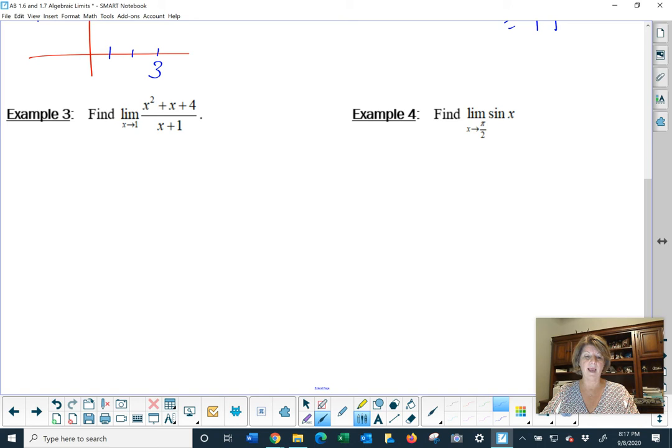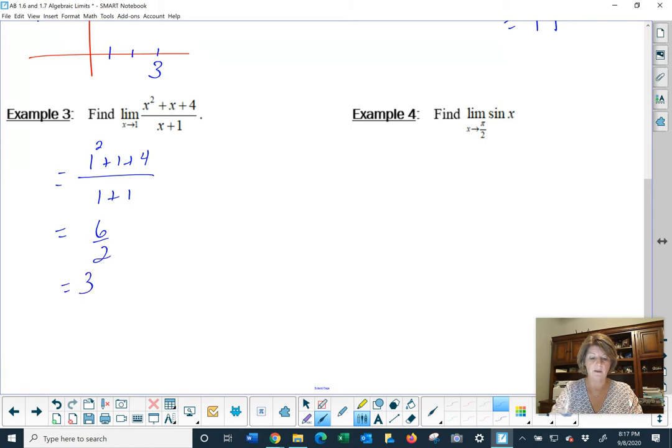Down on the bottom, as we approach 1, I'm going to try and plug it in, and I think we're going to be fine. I'm going to have 1 squared plus 1 plus 4 over 1 plus 1. So I'm going to have 1 plus 1 is 2, 6 over 2. My limit is 3. So for most of these, we're able to just apply a nice substitution technique. And I believe the same thing is going to happen with the sine of pi over 2. Well, sine of pi over 2 is a value of 1, so this limit is 1.